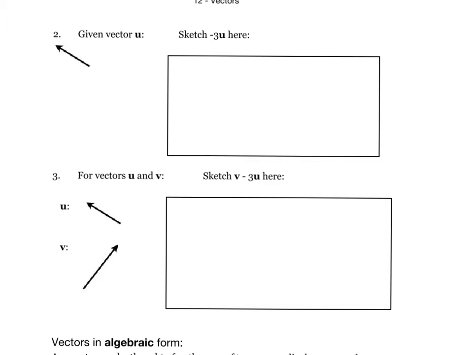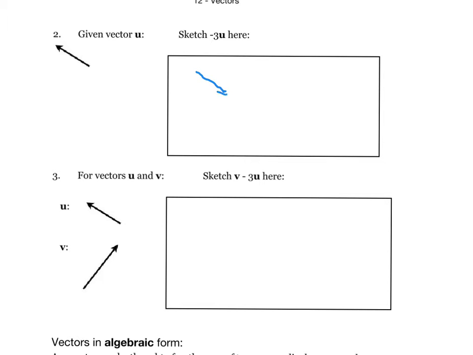More examples. So number 2 here, I've got a given vector u, so I've got this arrow that represents the vector, and I want to sketch negative 3u in the box. So I'm going to use a slightly different technique for this one than I did on the previous page. I'm going to construct 3u in the negative direction. So the negative 3u means that I'm going to be using vectors that go in the direction opposite the one that's shown here.